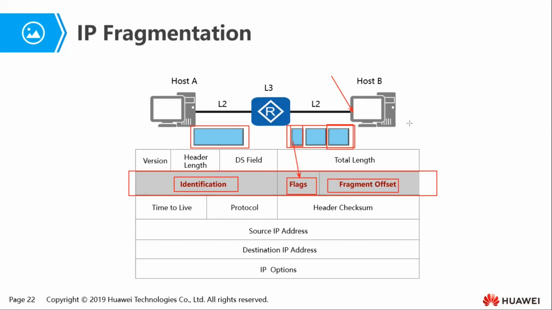Then you have the fragment offset. The fragment offset is actually used to specify the value of the first bit following the previous fragment. The value of the first bit following the previous fragment. So what does that mean?